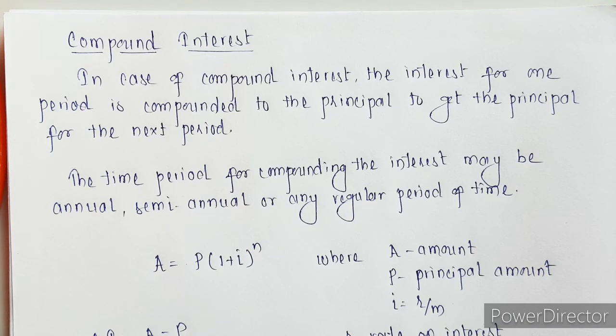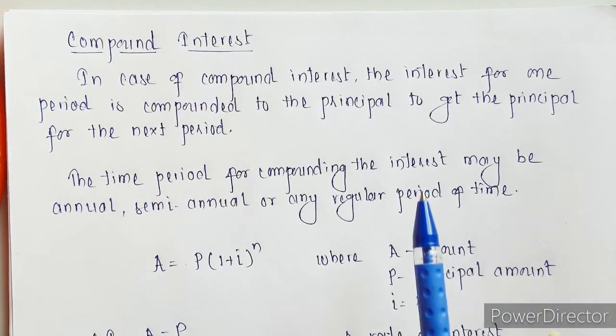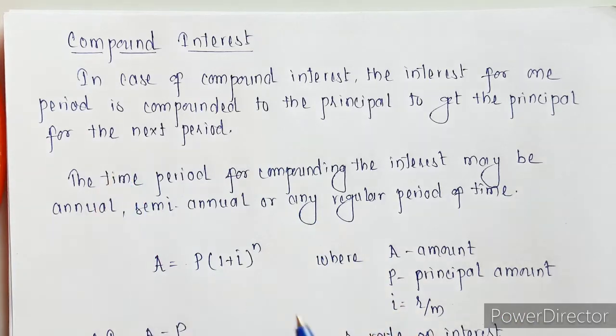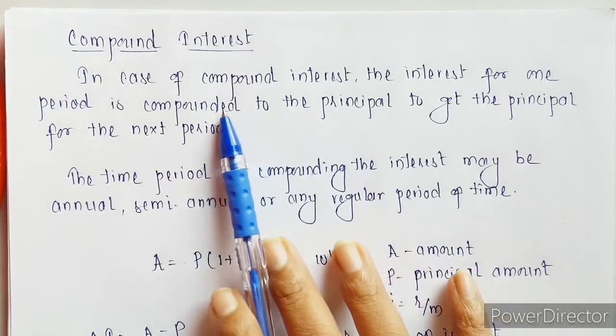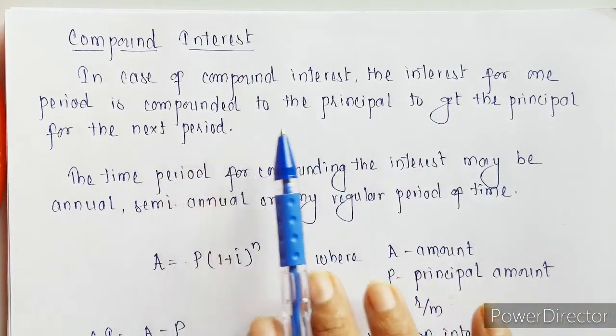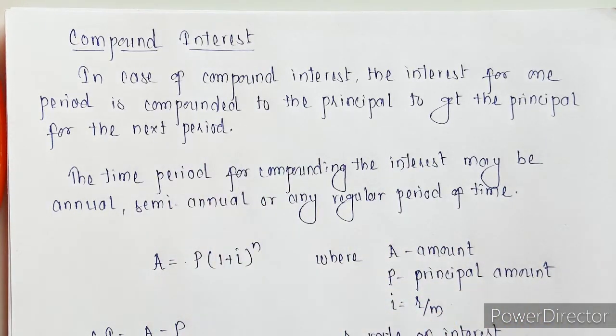Suppose in the first year we have invested 100 rupees at the rate of interest 10%. At the end of the first year we are going to have 110 rupees in our account. So at the end of the next year the interest will be calculated on that 110 rupees, and not on the 100. So in case of compound interest, it is compounded on the amount we have at that particular period. The interest for one period is compounded to the principal to get the principal for the next period.